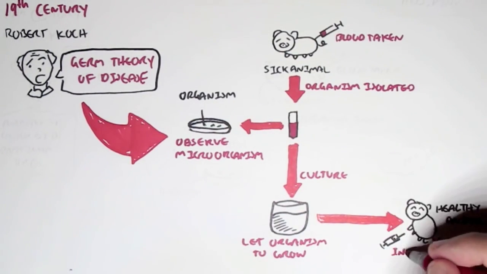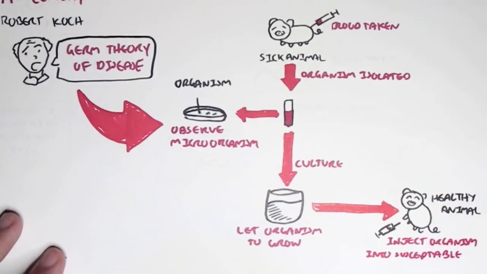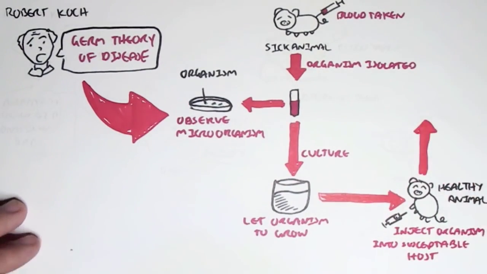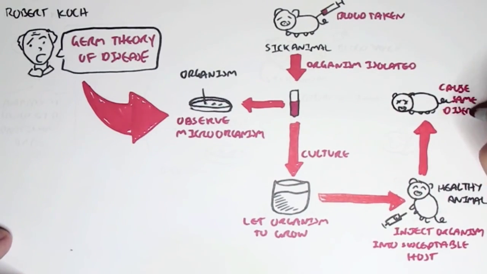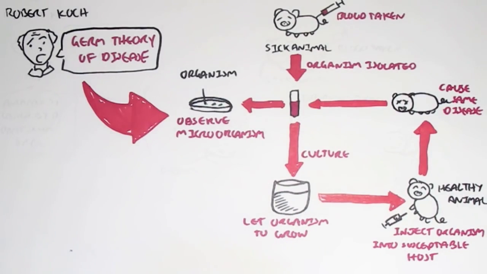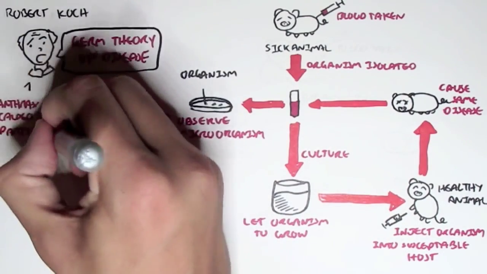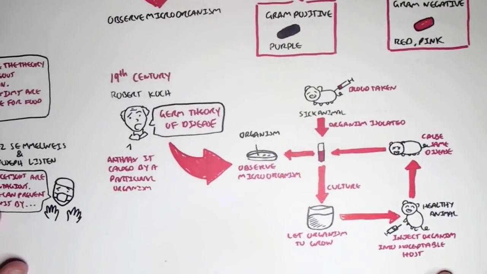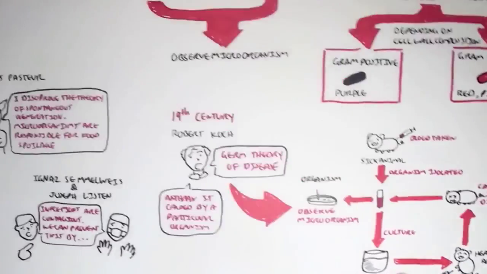After some time, this should cause the same disease as in the initial animal. And so if we again take blood out of this animal and we isolate it and then we culture it and we observe it under a microscope, we should see the same microorganism. And using this method, Robert Koch was able to prove that anthrax is caused by a particular organism. And this was a major breakthrough to find out that a particular microorganism can cause a disease.